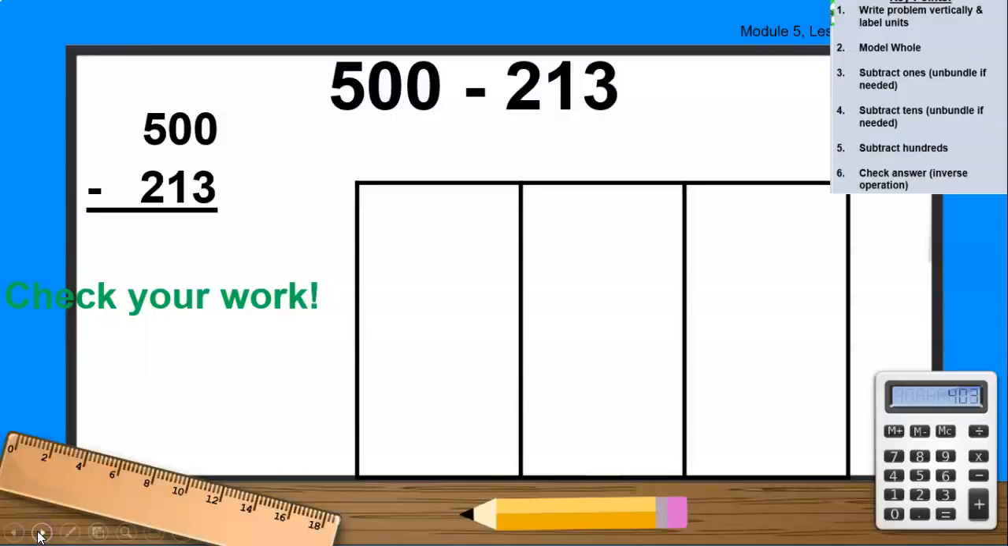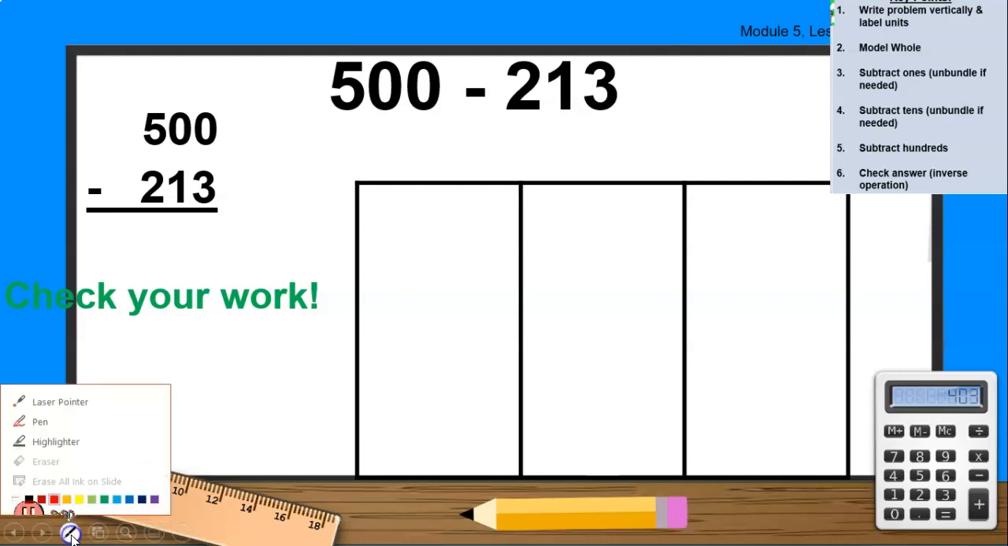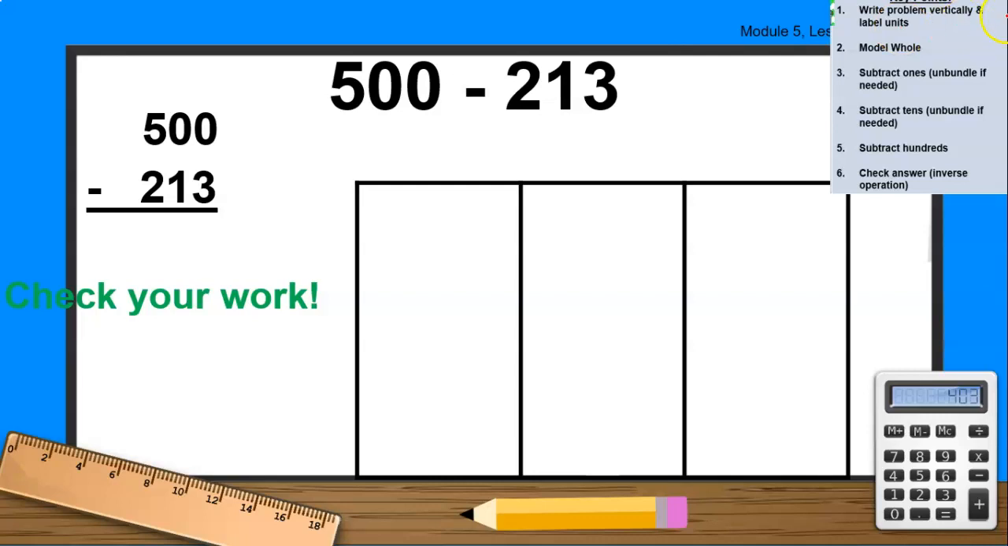Okay, boys and girls, let's look at this number. It says 500 minus 213. So, let's go over the key points. The first one is write the problem vertically and label the units. And that's exactly what I already did, boys and girls. We just have to label the units. Okay, so we are going to be able to use this chip model.